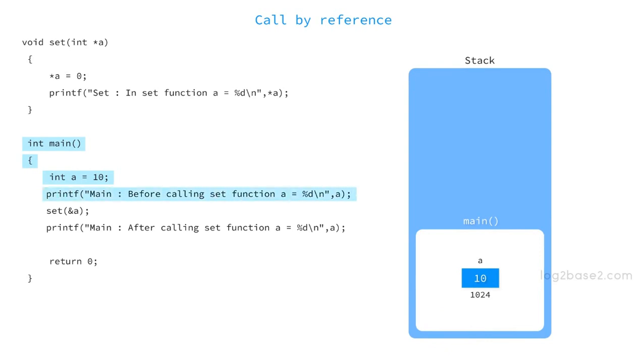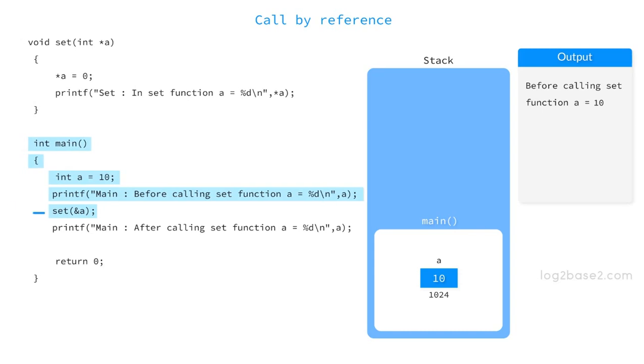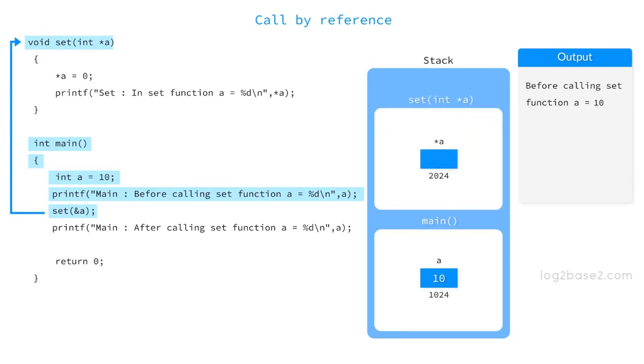Now we print the value of a before calling the function. So 10 will be printed. Now we are calling the function set by passing the address of a. That is, 1024 will be passed, which is a reference to the actual location of a. Now control goes to function set and there we have the parameter int star a, that is an integer pointer. So a local integer pointer is created at address 2024 and will have the value 1024.